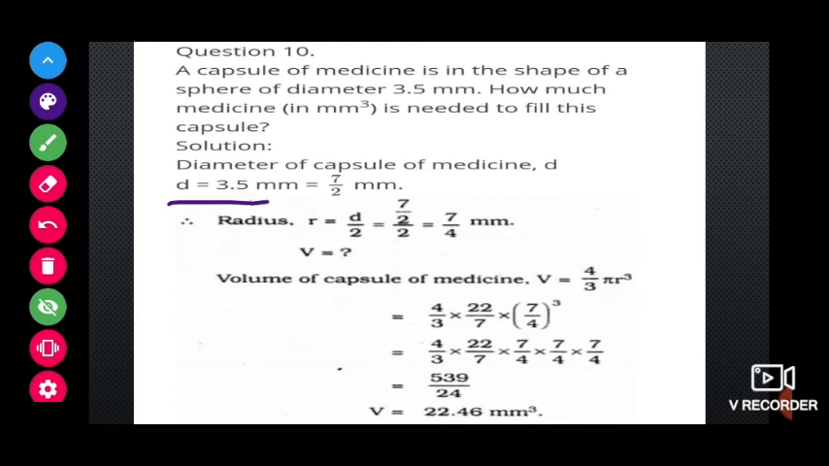Now the volume of the capsule medicine will be, volume is equal to 4 by 3 pi r cube, that is 4 by 3 into 22 by 7, r cube means 7 by 4 cube, that is 7 by 4 into 7 by 4 into 7 by 4. So if we multiply, here 7 7 we can cancel, 4 4 we can cancel, and if we multiply the remaining, we will get 22.46 as the volume. Then how much we need to fill this capsule, in the sense this is the thing, that much volume of medicine is needed.